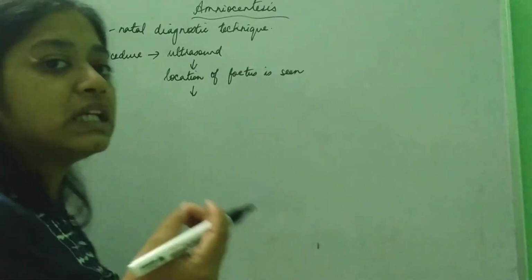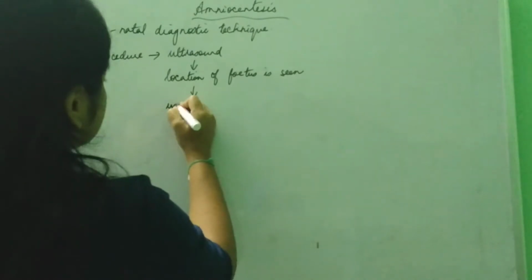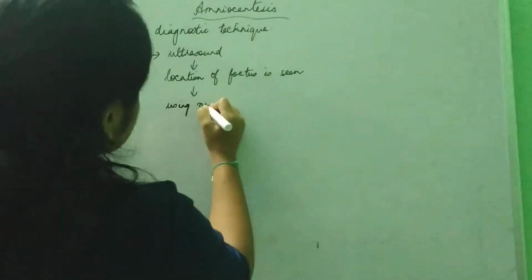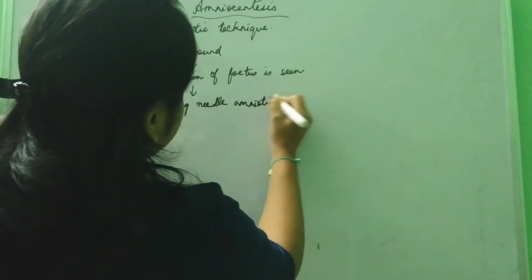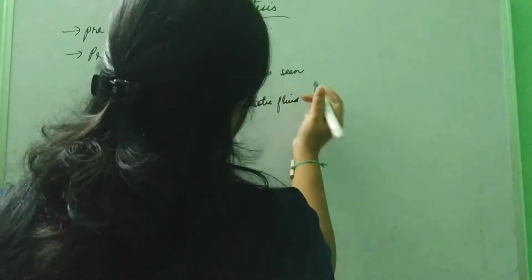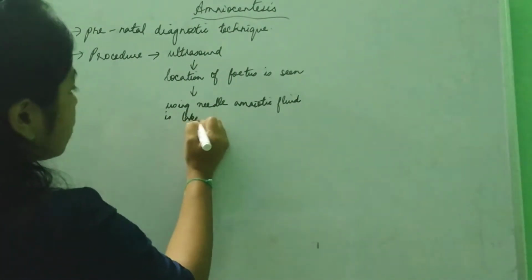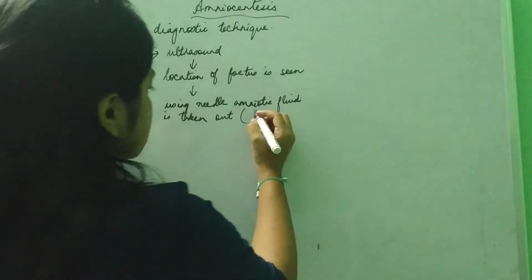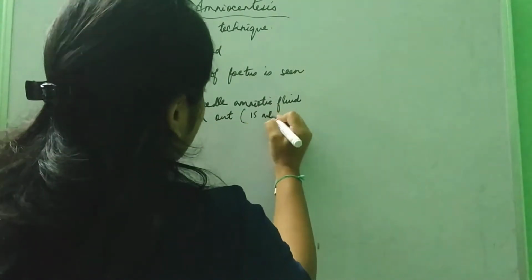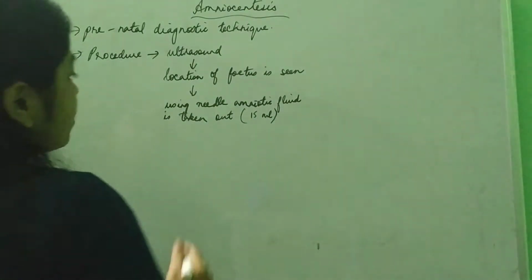Using a needle, amniotic fluid is taken out. Very little amniotic fluid is taken out. Mostly it is 15 ml, about 15 ml or less than it. So amniotic fluid is taken out.